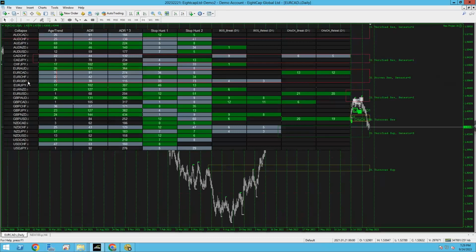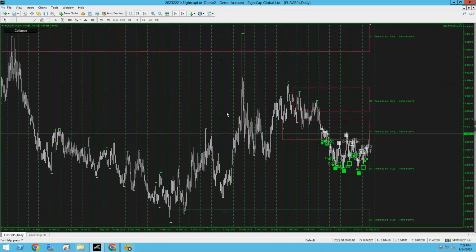Euro GBP. Look at this. Yeah, as well. So look here, boom. This was a turncoat before. Price action sold down. When it got down to around here, this was about 163 pips. So Euro GBP doesn't really do too much.